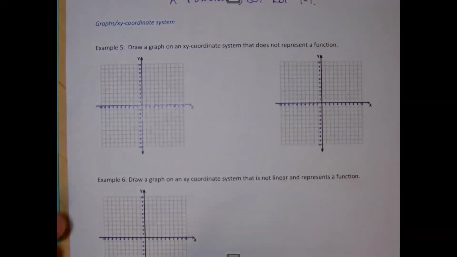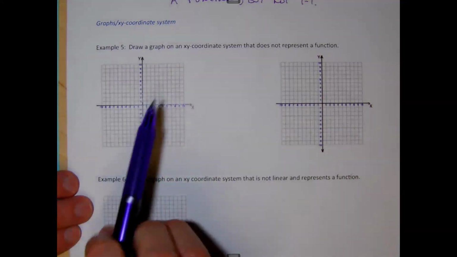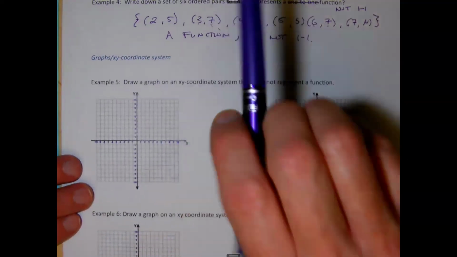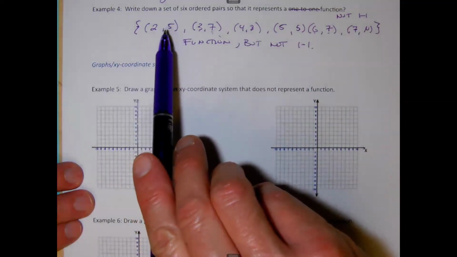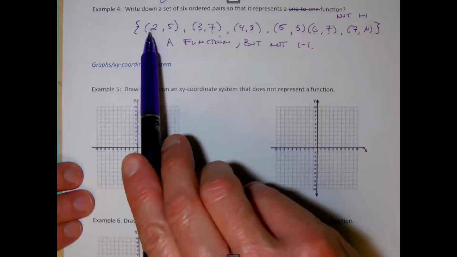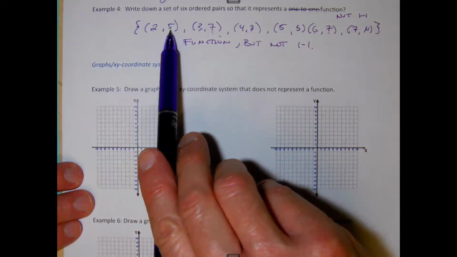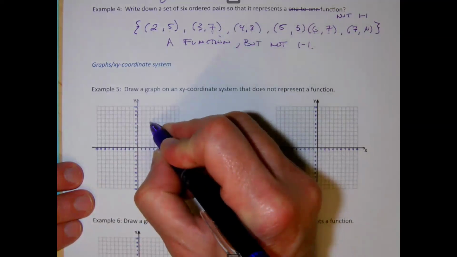Let's continue with functions and representative functions, but this time using a graph, an XY coordinate system. Let's draw a graph on an XY coordinate system that does not represent a function. So we've already seen that when we're looking at ordered pairs, if it's not going to be a function, we need the same object in the domain to go to multiple objects in the range. So I'm going to just create little dots and connect them.